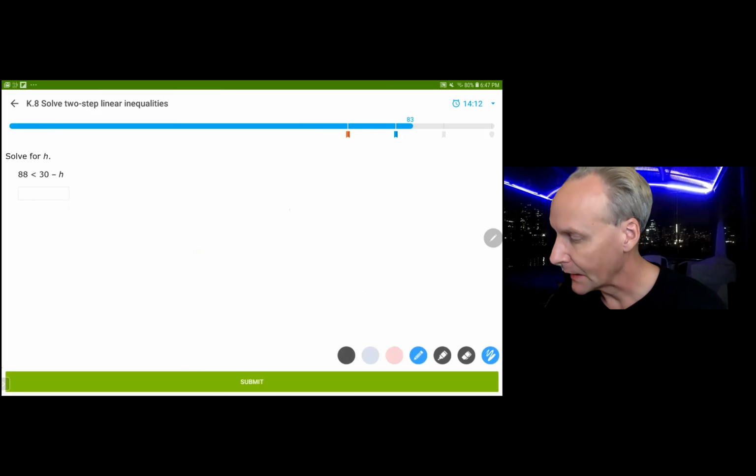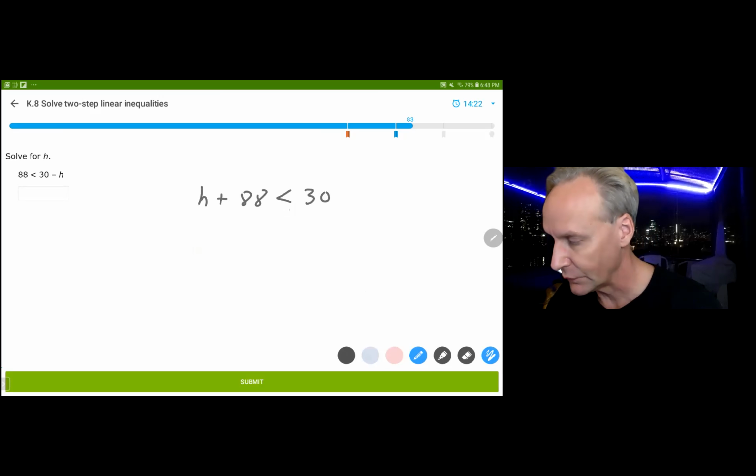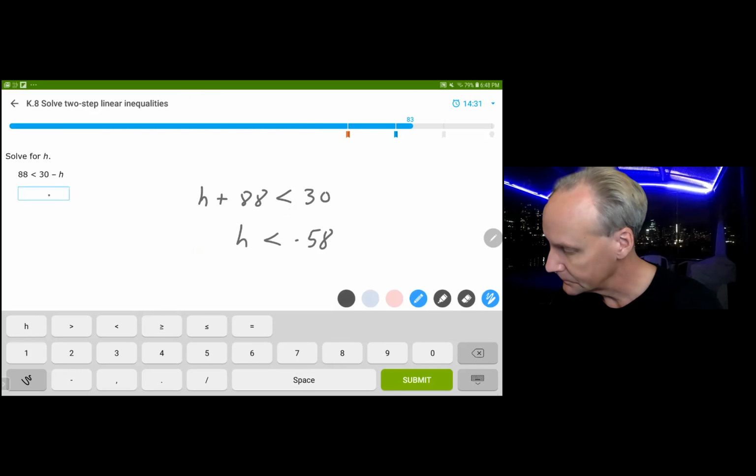Almost done. I'm going to add my h. I'm going to have h plus, I added h to both sides, 88 is less than 30. Just seems like the easiest way to go. Subtract the 88, you get h is less than negative 58. And we're done.